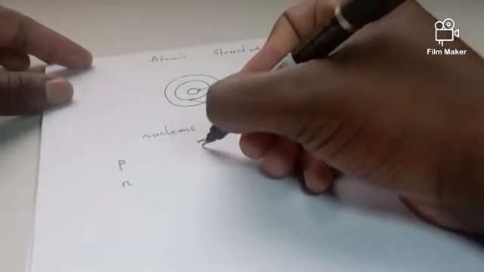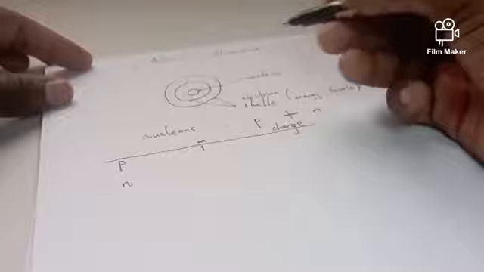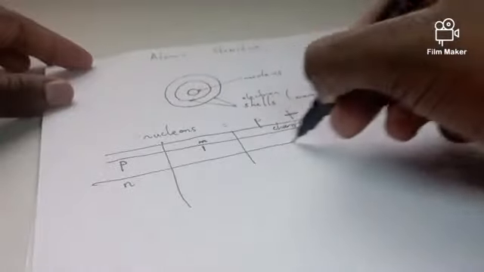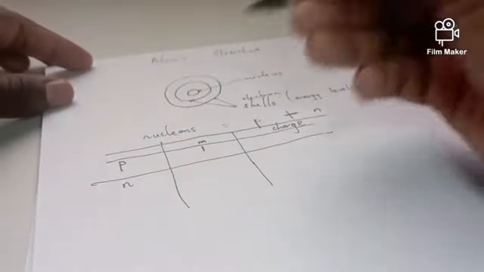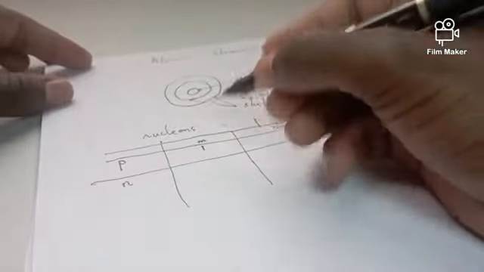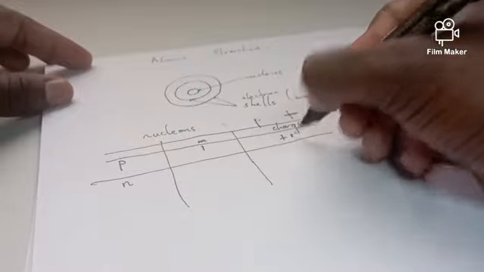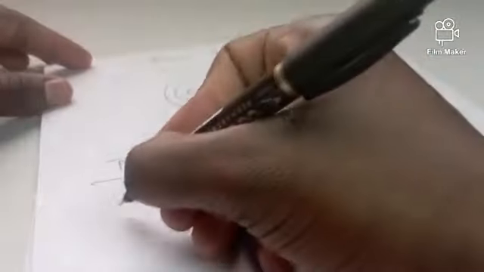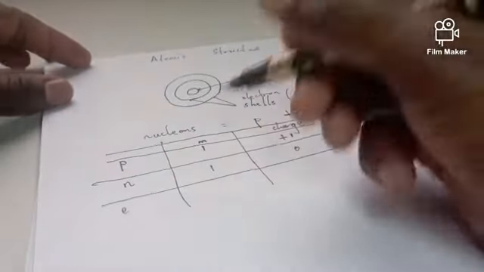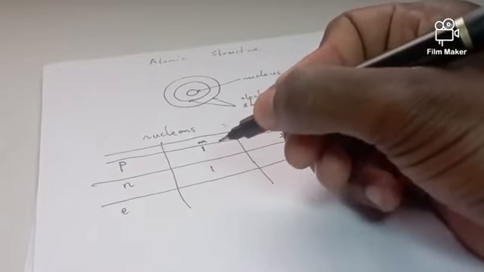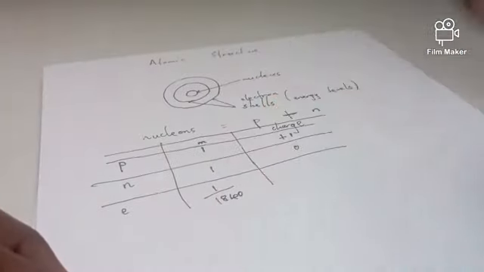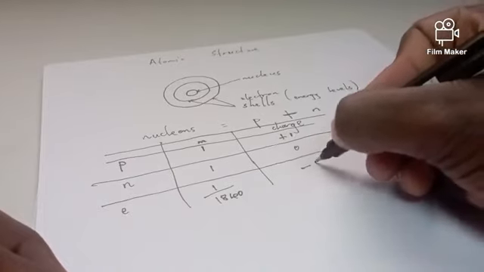Okay, that's the mass. Then I'm going to put the charge over there. So we have protons, mass of 1, a charge of positive 1. Neutrons, a mass of 1, a charge of 0. Then electrons, the mass is so negligible that some consider it to be 0, but in actual fact, it's 1 over 1840, and the charge is -1.